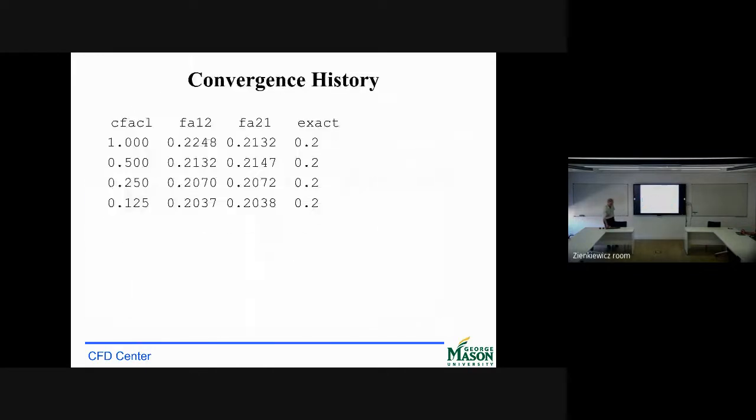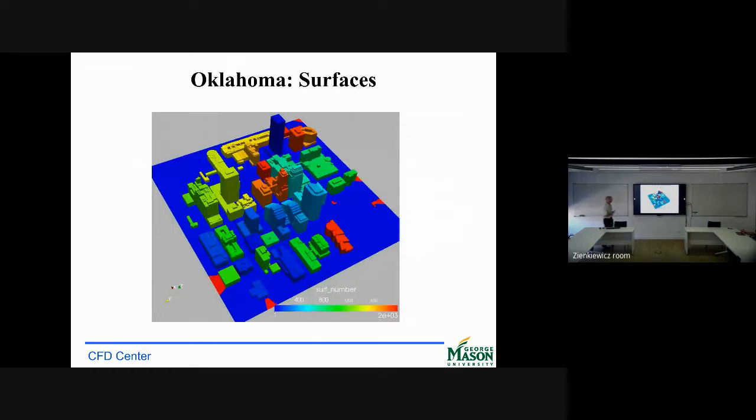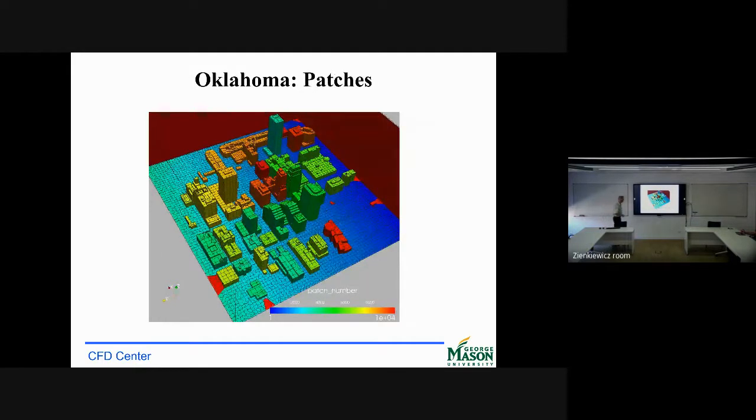Okay, so now let's look here at a real case. So this would be Oklahoma, downtown, 400,000 faces, about 22,000 surfaces, and about 10,000 patches. Okay, so these are the surfaces numbered, so about 2,000 surfaces. This would be the patches. You can see here these large surfaces here have been patched together.